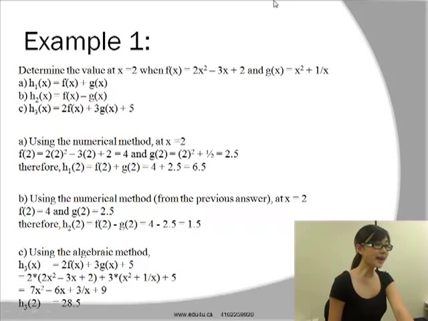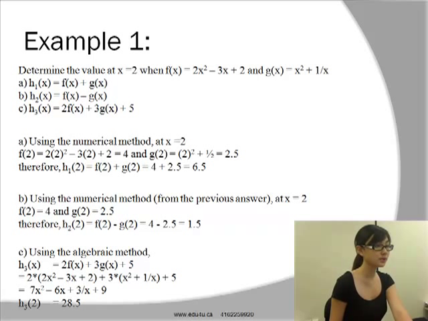So taking a look at example 1 from the learning resources. Determine h at value x equals 2 when f of x equals 2x squared minus 3x plus 2 and g of x equals x squared plus 1 over x. What will be h of x when h of x equals f of x plus g of x? Let's use the numeric method. So we evaluate first and then we combine.